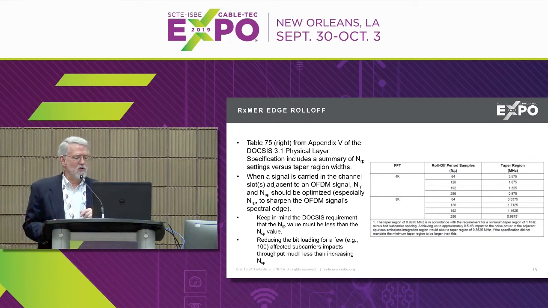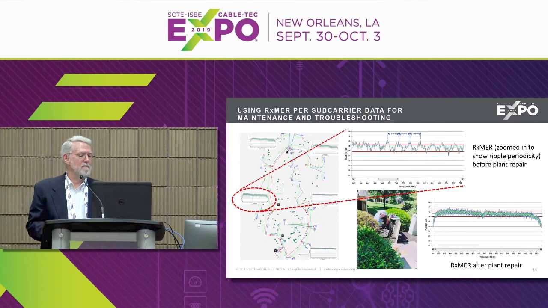Now there's another thing you could do instead of optimizing that to help improve the overall throughput. You could use bit loading to reduce the bit loading on the first few subcarriers so that they can put up with that lower MER and not have their data throughput impacted. So I think that's a pretty important thing to keep in mind.